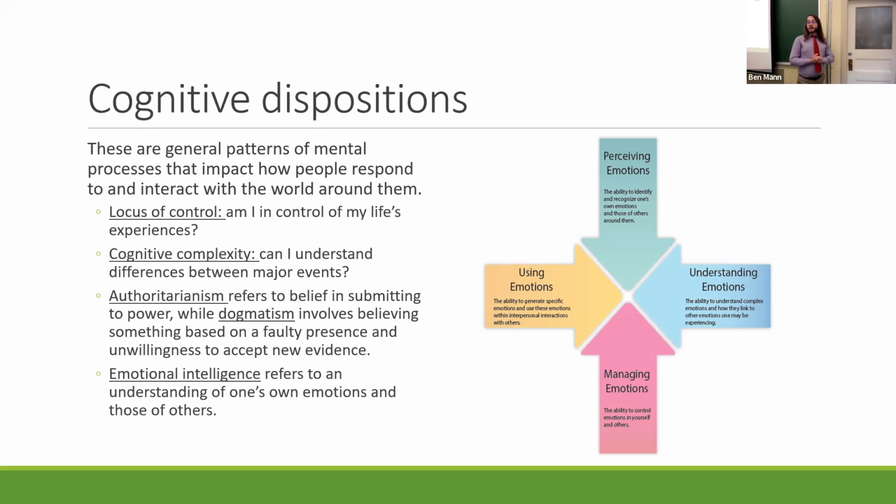Dogmatism refers to a belief in something that might be false, right? And contradicts new evidence. But despite that, and despite holding on to a belief that is likely incorrect, you're unwilling to take in new information or change your view. Again, pretty relevant for the last few years.